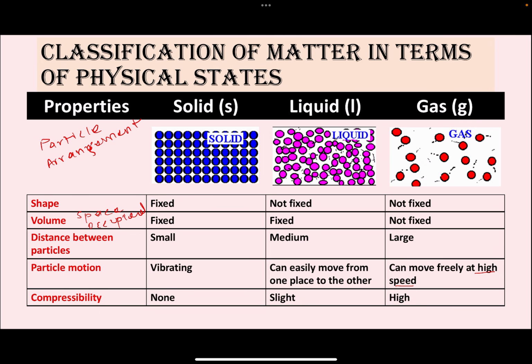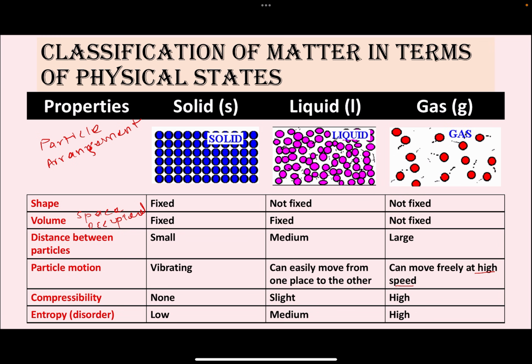Compressibility, meaning can we bring the particles closer together? In case of solids, no, because they're as close as they possibly can be. So solids are not compressible. Liquids do have some sort of compressibility. We might be able to bring them maybe a little closer. Gases, however, are highly compressible because, again, a lot of space, so we can bring the particles closer together.